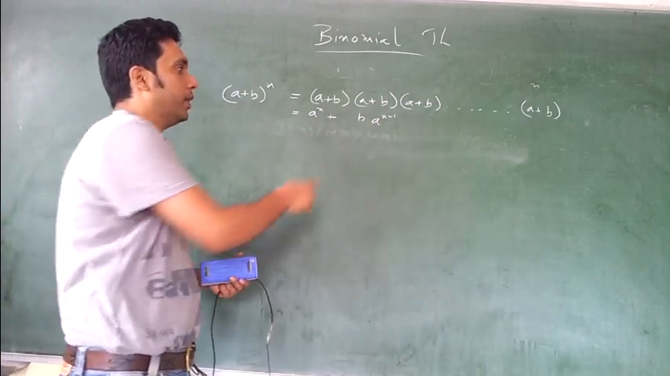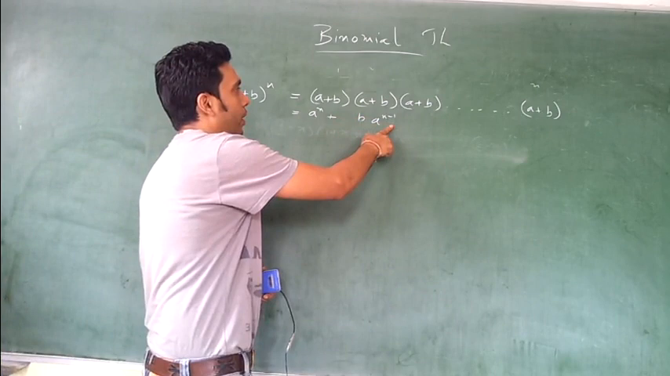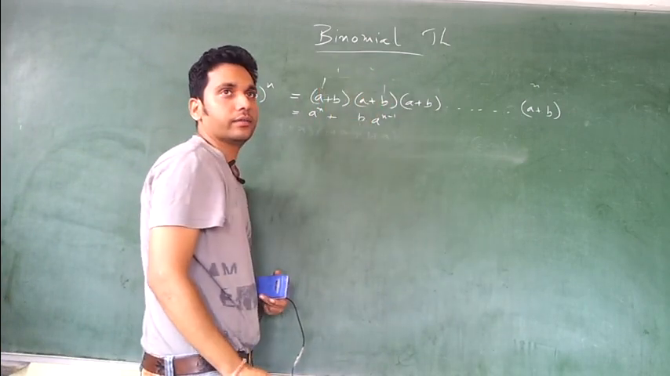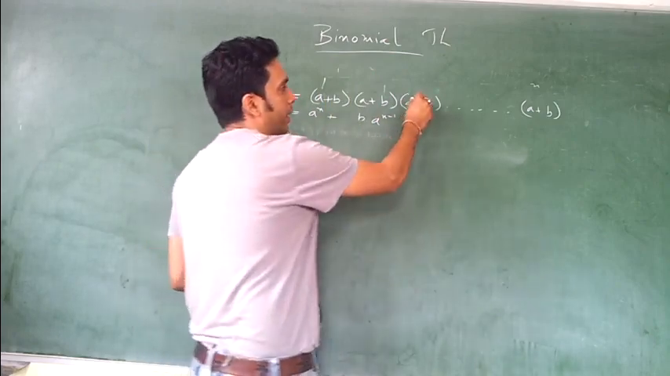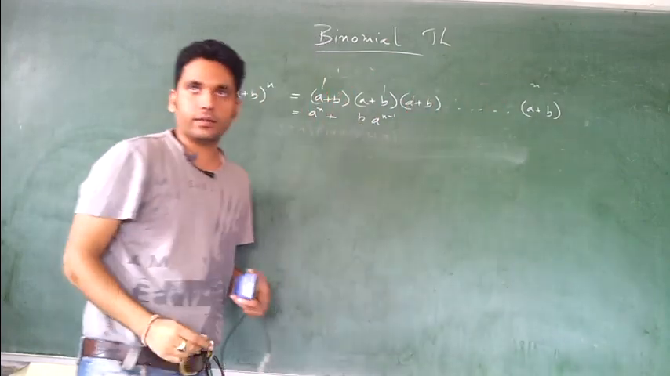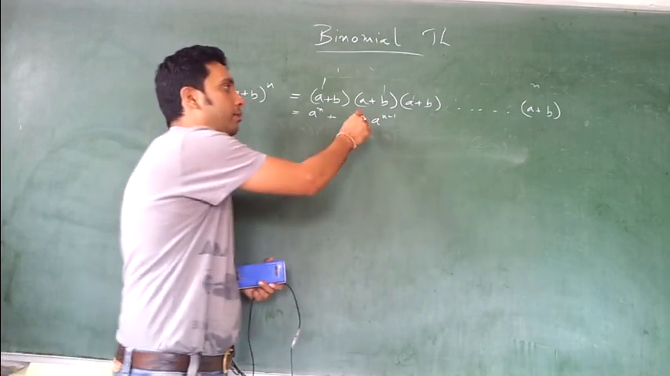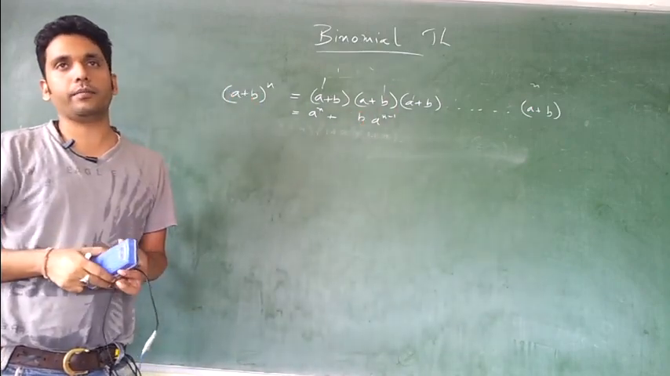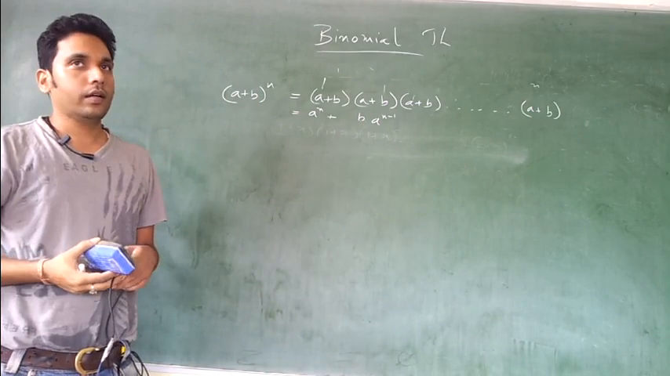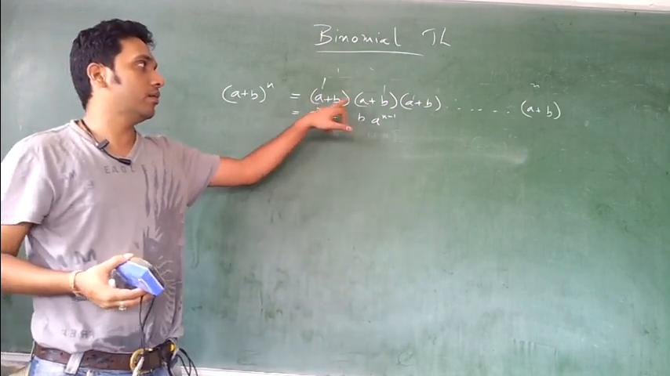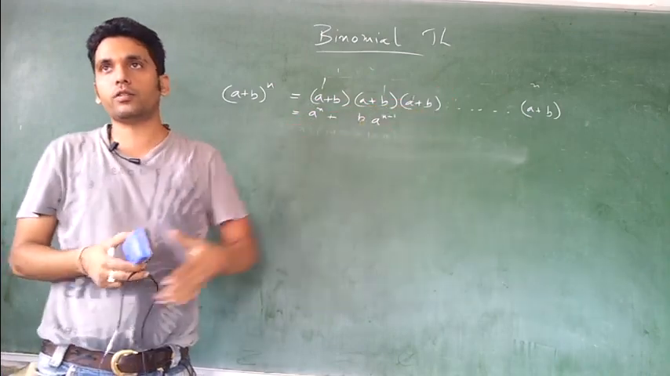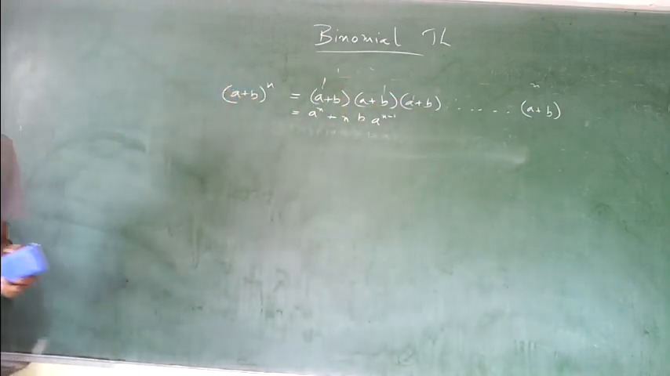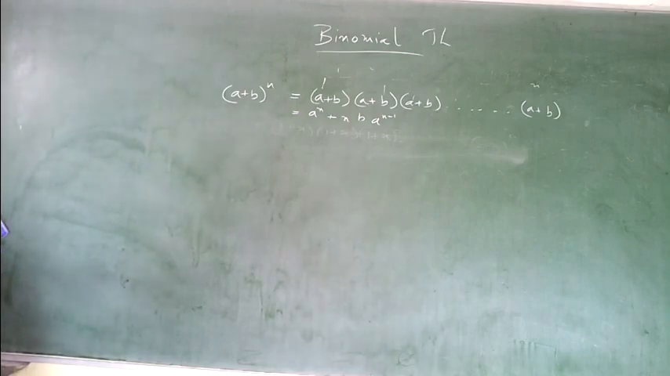I will get b into a power n minus 1 when I take a from here, b from there, and a from the rest of it. So again I'll get b into a power n minus 1. Similarly, how many times will I get b into a power n minus 1? n times, because I can take b from here, b from there, b from there. So what will I get? n times b into a power n minus 1.